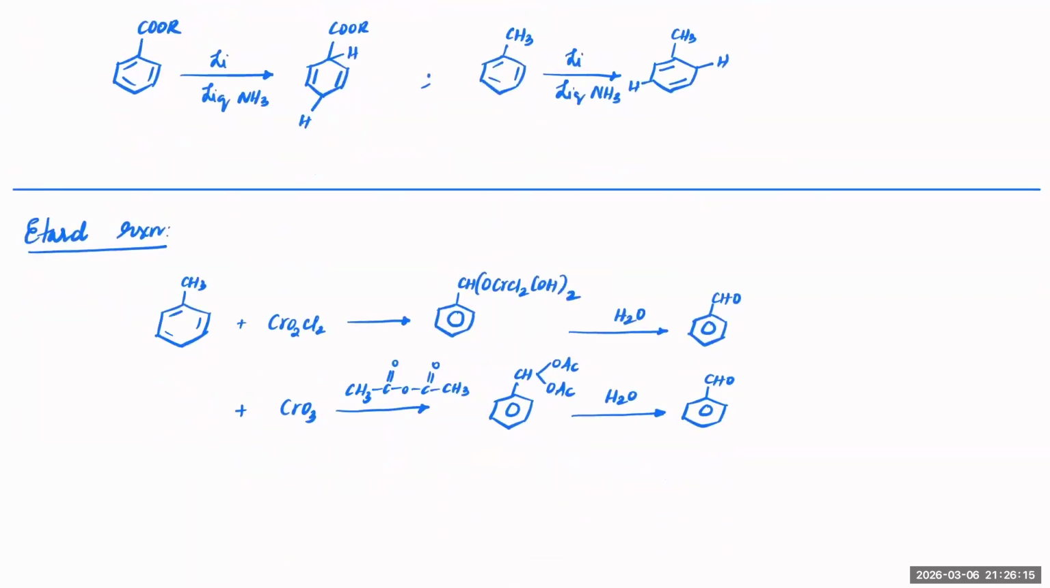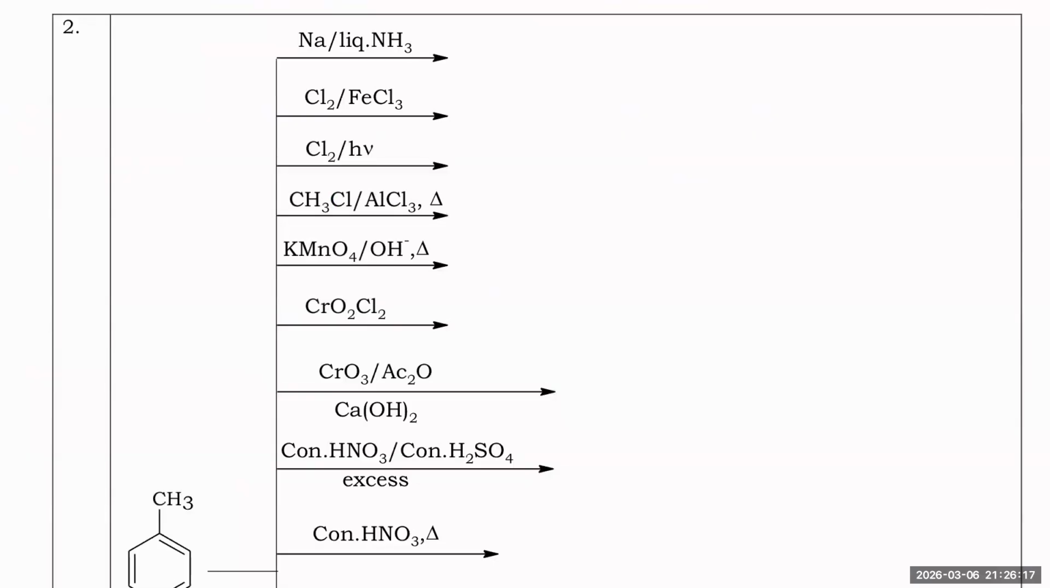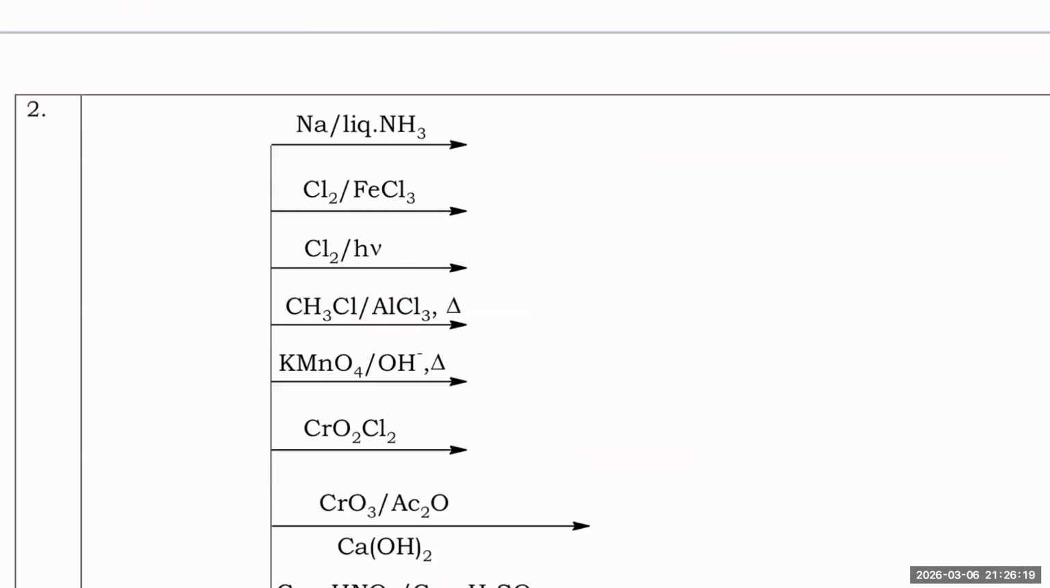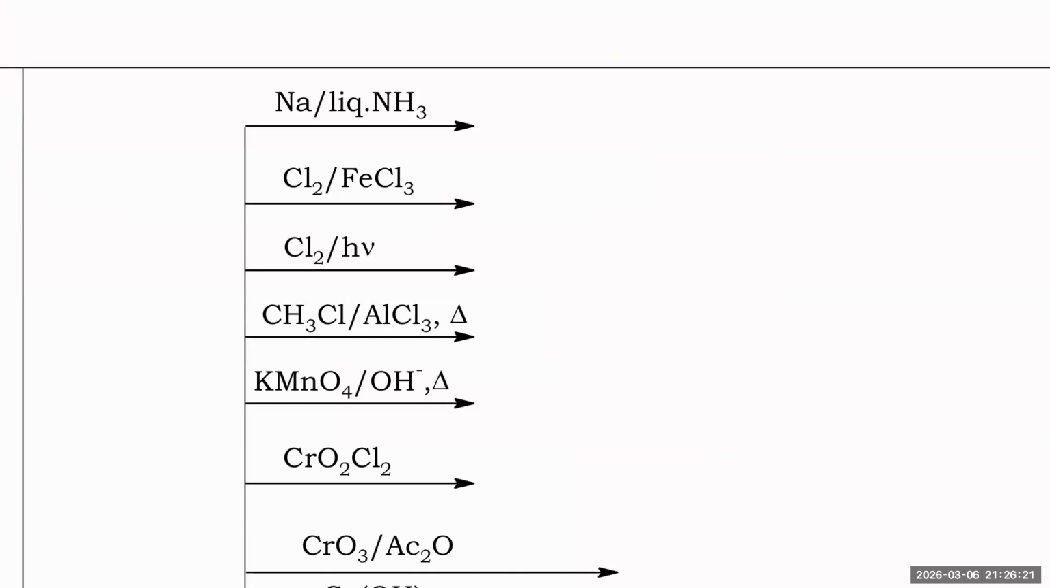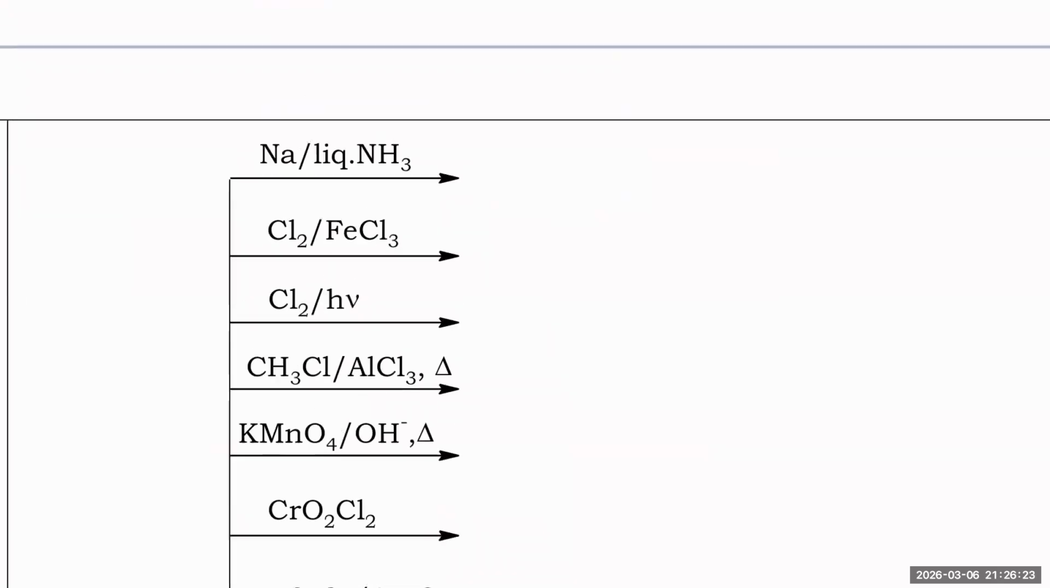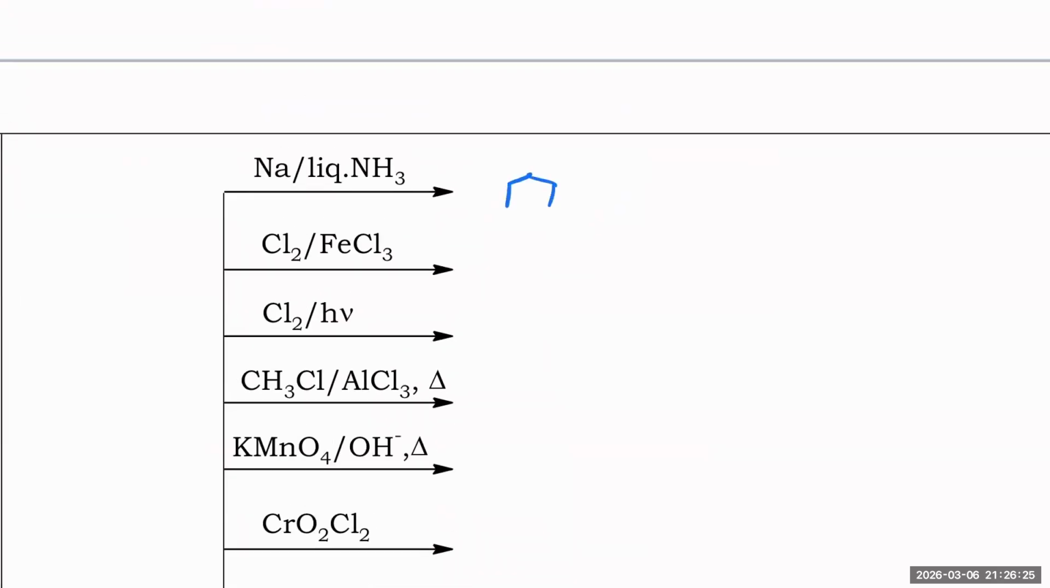Okay. Now let's get back to the drill type questions. Check out the first one. Sodium in liquid ammonia. This is Birch reduction. So due to Birch reduction, you will get a product like this: double bonds with H and H getting added here. Methyl will be here. So that is the final product.